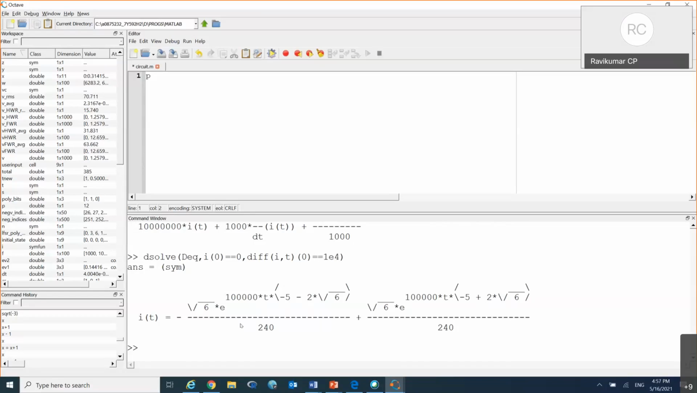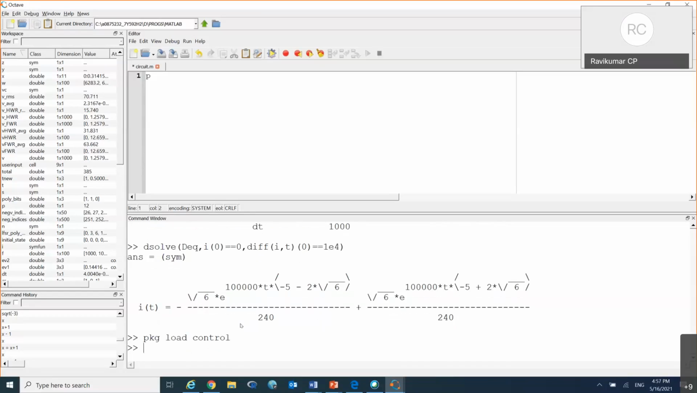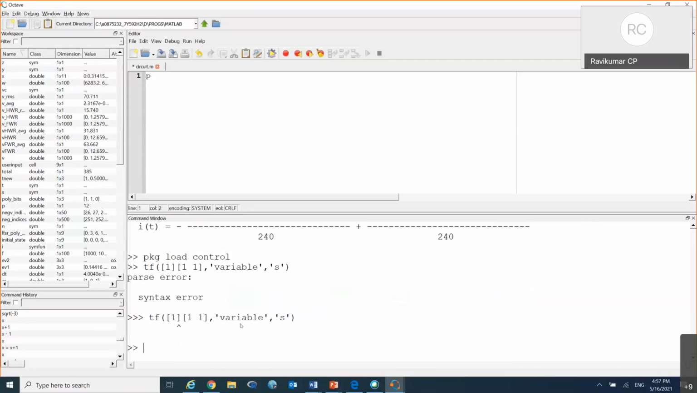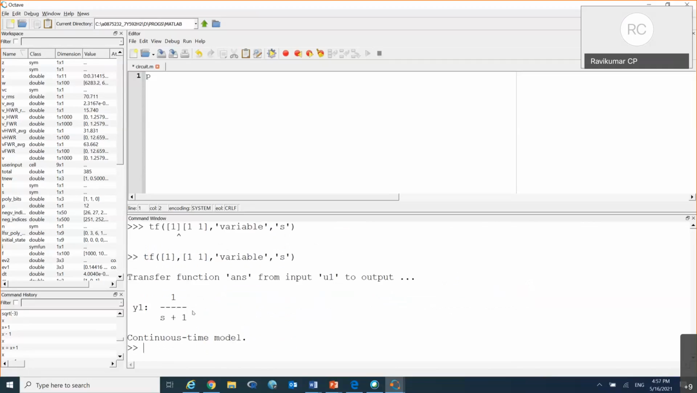So there is one more package called control, which I have initialized. You will have to download it for yourself. This has a useful thing called transfer function. So if you say transfer function, something like this, it has understood this as 1 over s plus 1.